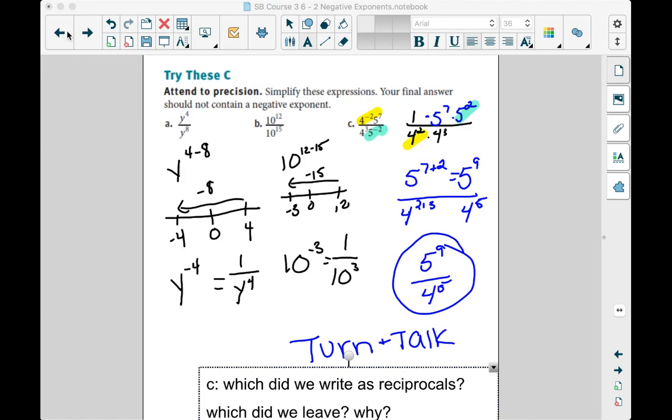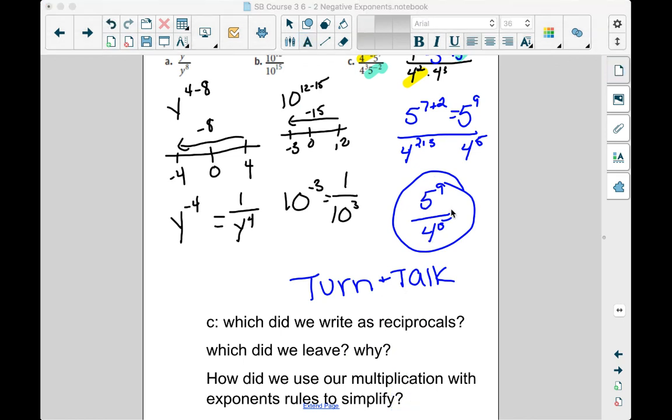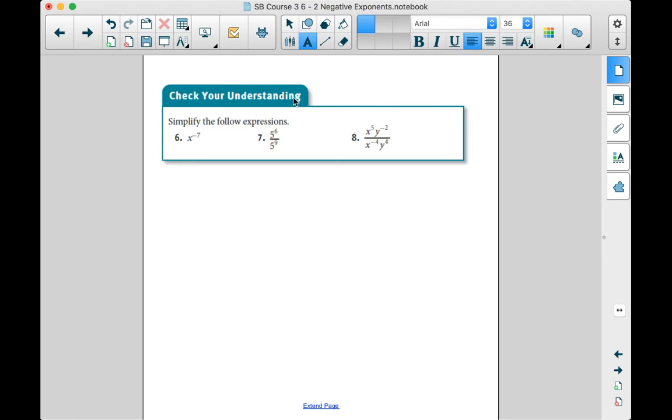All right, last thing I want to talk about on that is why didn't we simplify it any further? So why did we end with 5 to the 9th over 4 to the 5th? Okay, great. So now I want you to do these, check your understandings, but I want you to complete these in Schoology. This is under Part B or Part 2, and complete these in Schoology.